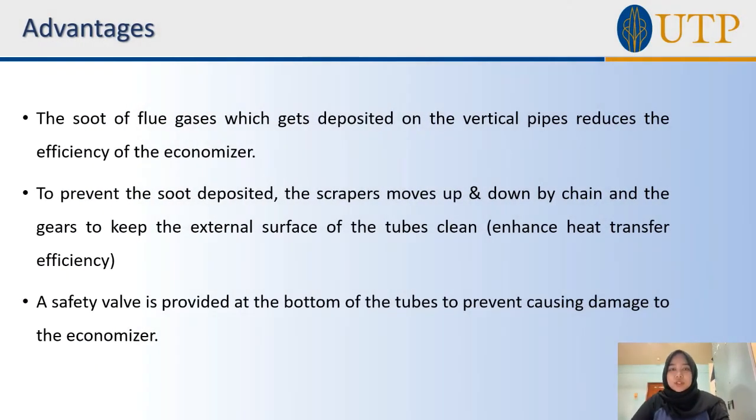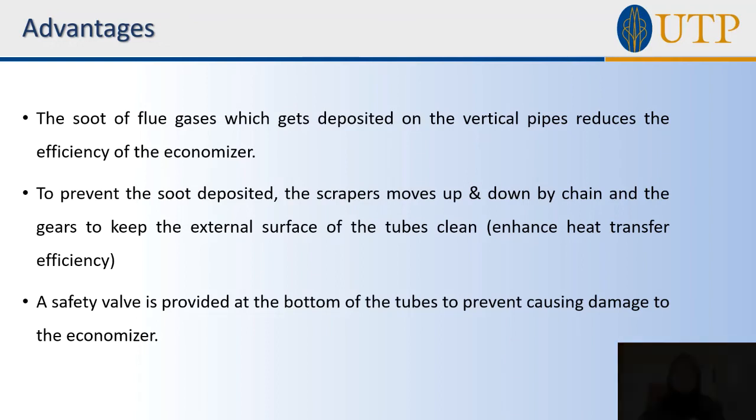Hi, my name is Rana Shaira and I'll be talking about the advantages and disadvantages of the economizer. First of all, the soot of flue gases that gets deposited on the vertical pipes will reduce the efficiency of the economizer. With the increase in fuel price, all power plants are facing pressure to increase efficiency. So, by using an economizer, this pressure could be minimized. The consumption of fuel is also reduced, where 1% of fuel costs can be saved for every 6 degrees Celsius of rise in temperature in the boiler feed water.